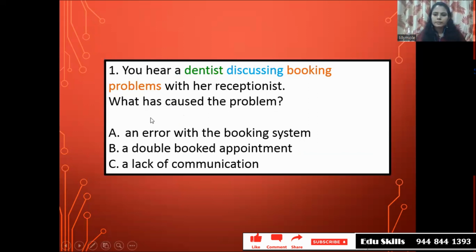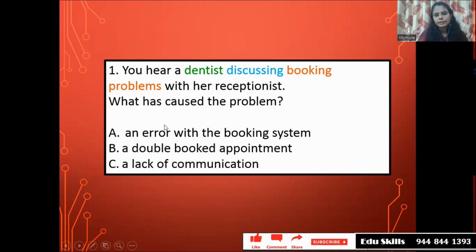So we can go to today's topic, listening part B. Here we can see the question. Somebody can read this question. You hear a dentist discussing booking problems with her receptionist. What has caused the problem? A. An error with the booking system. B. A double booked appointment. C. A lack of communication.